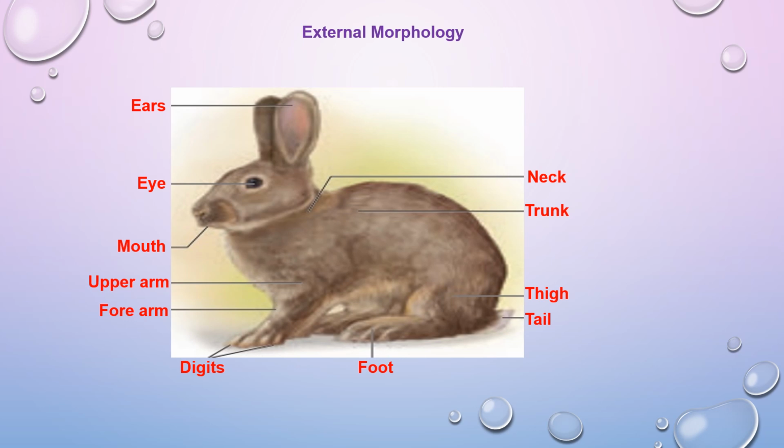Mammary glands secrete milk and help in nourishing the young ones. The young one is fed with the help of mammary glands. The sweat glands and sebaceous glands are embedded inside the skin. The skin regulates the body temperature. Why? Because the rabbit is a warm-blooded organism.